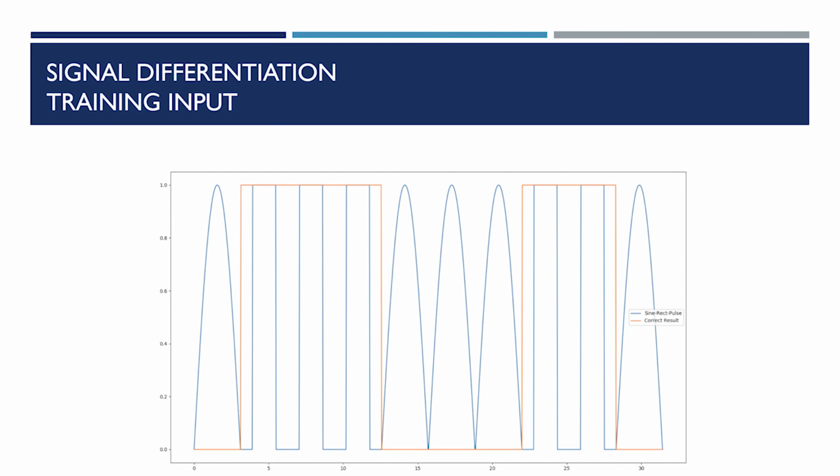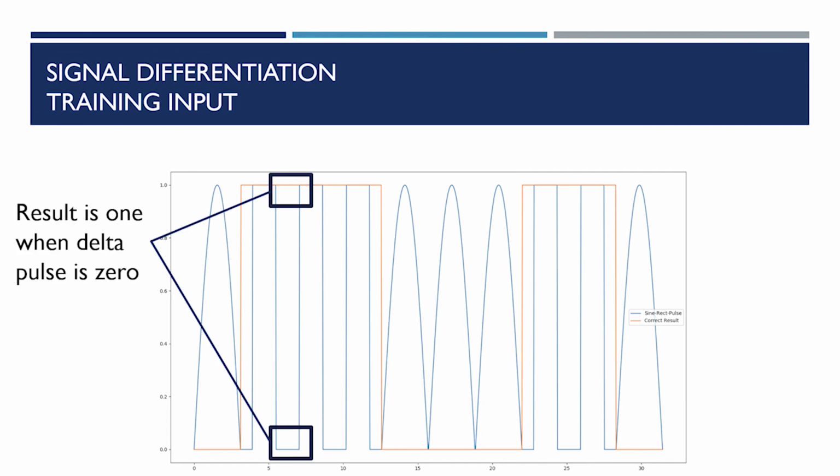Our training data was a randomly generated sequence of sine and delta pulses with fixed lengths. Here you can see a generated input with 10 pulses of the length pi. The blue line represents the randomly generated input, and the orange line represents the output we want from our reservoir. As you can see, the result should always be 1 when a delta pulse is given, even when the pulse is 0.